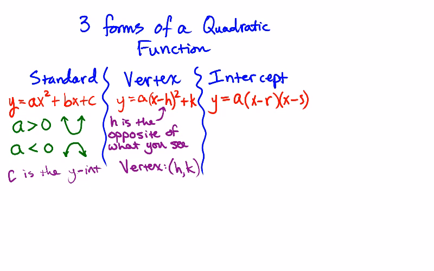The final one is intercept form, and we looked at this in class yesterday. r and s are x-intercepts. And just like with h, r is the opposite of what you see and s is the opposite of what you see, and the way you write those x-intercepts would be (r, 0) and (s, 0). One more time, a does the same thing in all three forms. Alright, so let's practice this real fast, and then that'll be the end of the review here.